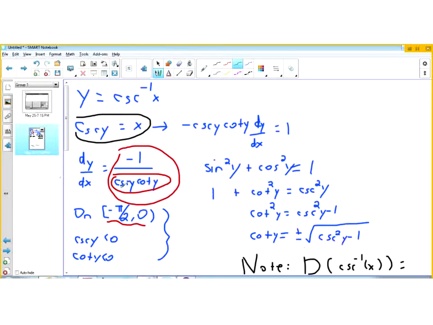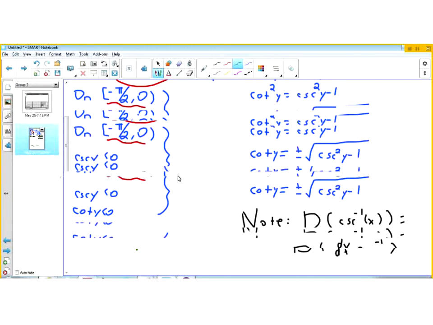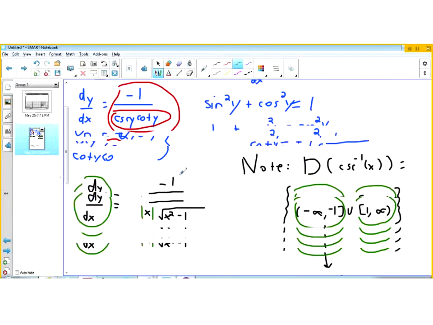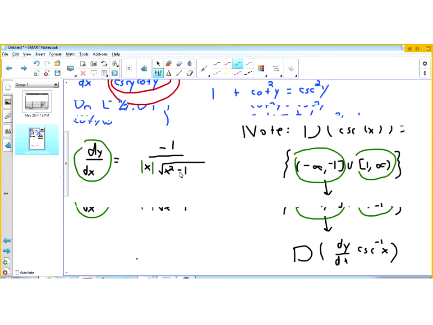All right, so I hope this makes sense. There's a lot of work that goes into the calculations of the inverse secant and inverse cosecant functions, and I'm hoping you follow that. So if you have any questions, get with me and we can talk about it.